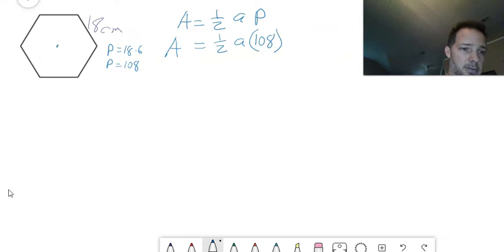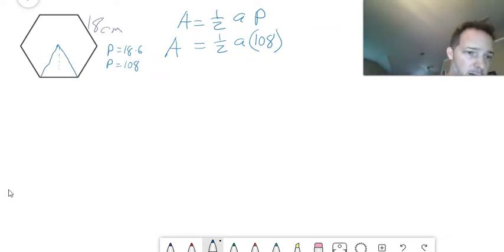So go ahead and find your isosceles triangle. If you want to draw the apothem now, you can, and label the side, one leg of your right triangle down here at the bottom. If the whole thing is 18, half of it should be 9.